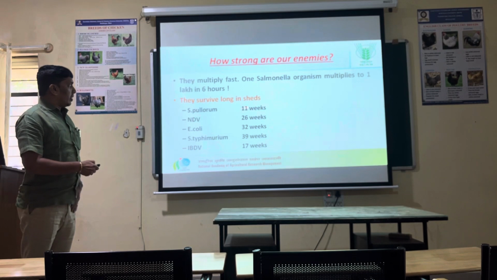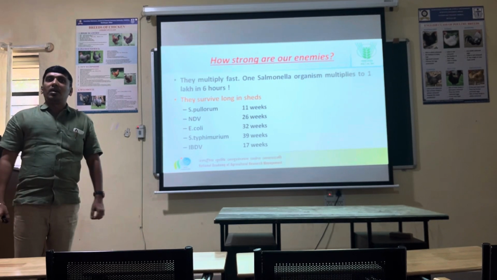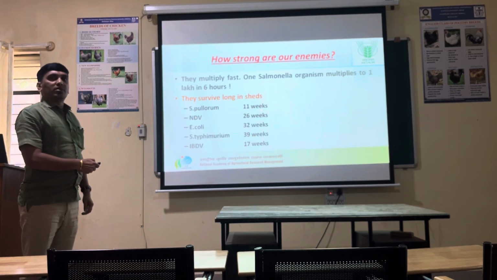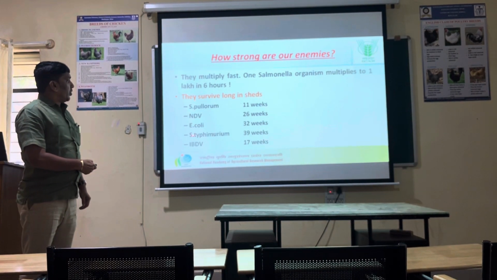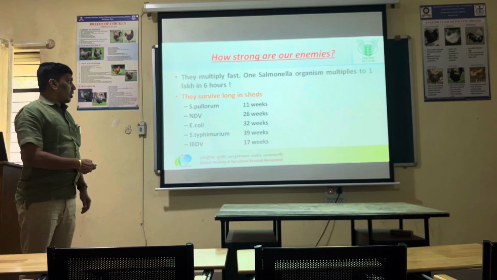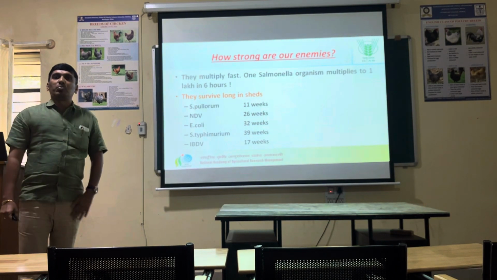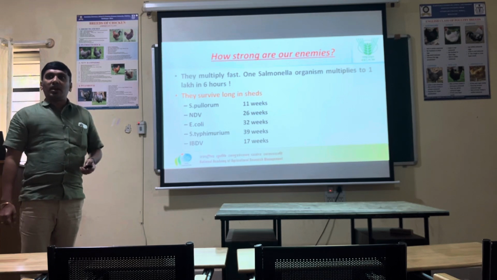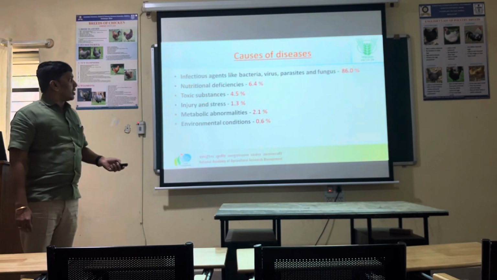How strong are our enemies? The survival rate will reflect. For example, take Salmonella pullorum. It survives almost 3 months. If you take Salmonella typhimurium or IBDV, it will survive from 6 months to a maximum of 9 months. So we need to take utmost care to protect from all these disease-causing organisms.